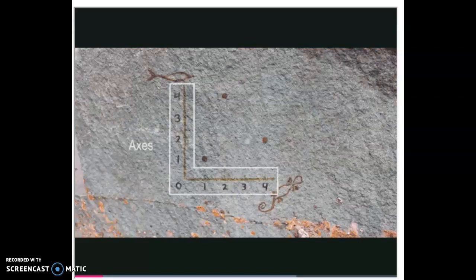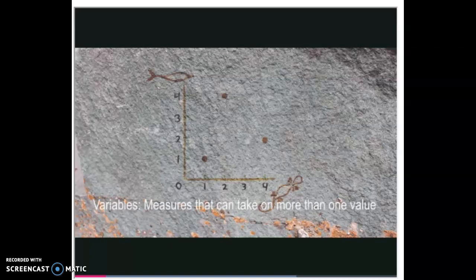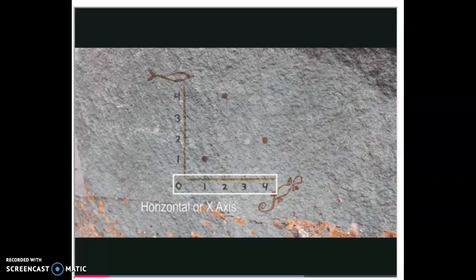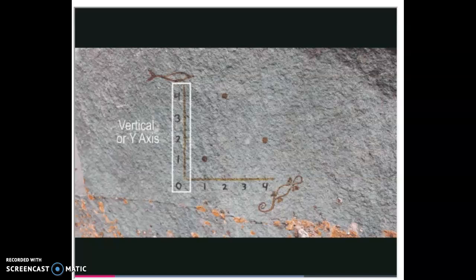The axes are simply number lines that indicate the values of variables. Variables are measures that can take on more than one value. For example, the horizontal or x-axis on the bottom measures the number of salamanders the cave dwellers caught on a particular day. The vertical or y-axis on the left side measures the value of another variable, the number of fish caught on a particular day.